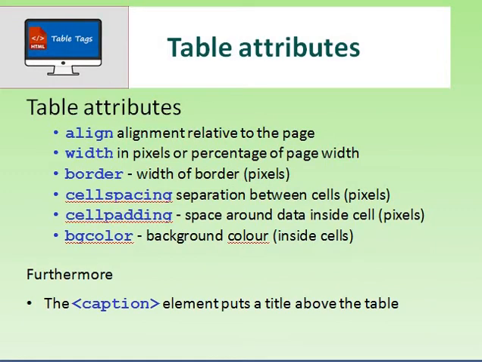So these are some of the table attributes. We already discussed align with border. Align means the alignment relative to the page width. It will be specified in pixels or percentage of page width. Border specifies the width of the border. Cellspacing means the spacing in between the cells. Cellpadding means the spacing between the cell border and the text. Bgcolor means the background color of the table. And if you want to provide any title to the table, we can use the caption tag.